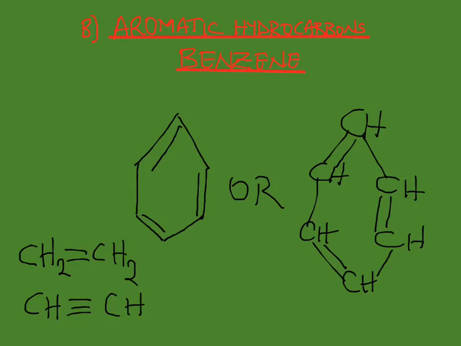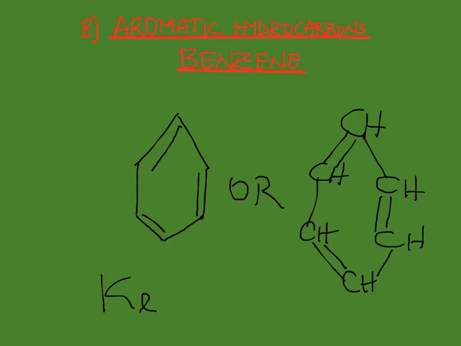To account for the different properties of benzene, it was proposed by Kekulé that benzene has a ring structure with alternate carbon atoms joined by double bonds. And you can see them. You can see how the alternate carbon atoms have been joined by double bonds. This structure was proposed by Kekulé. And this benzene structure is otherwise known as the Kekulé structure.